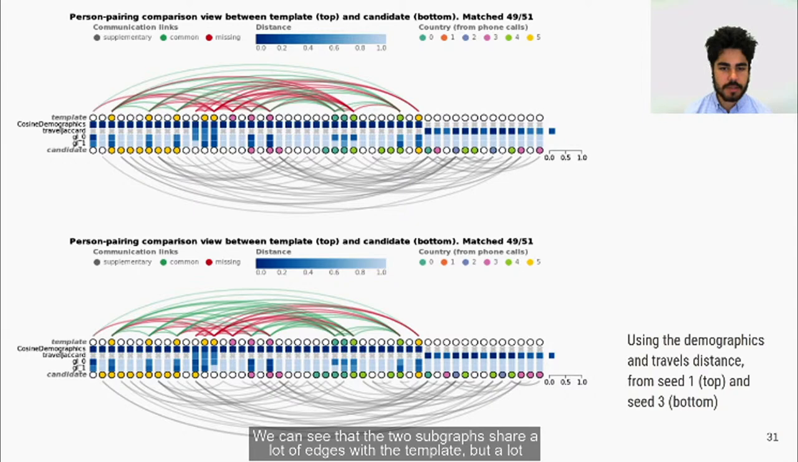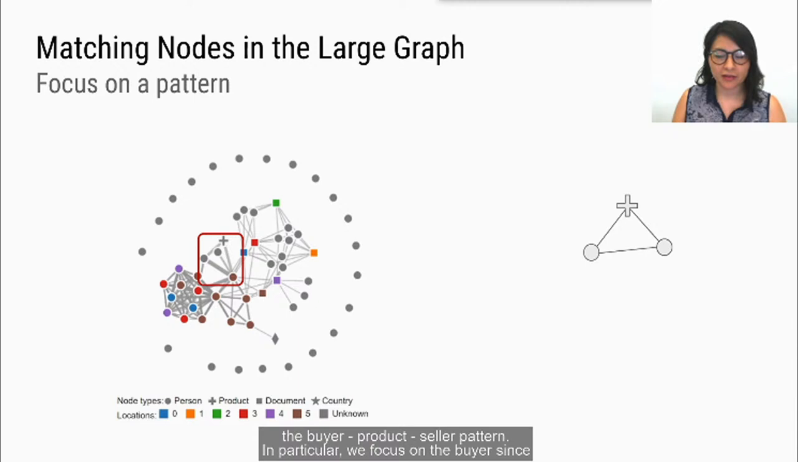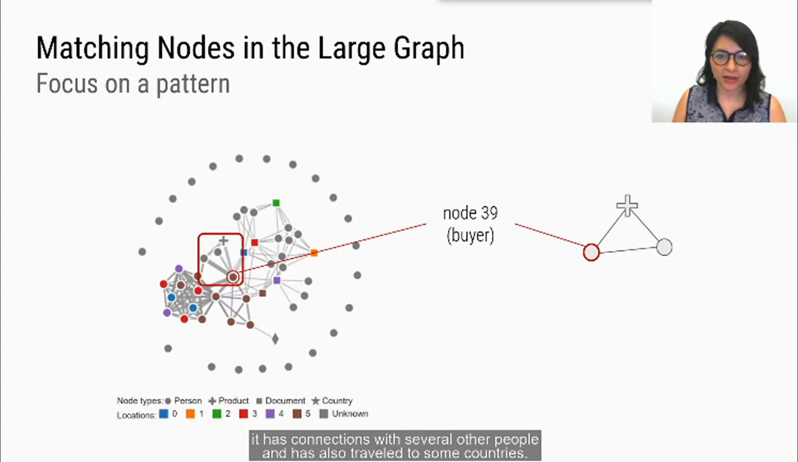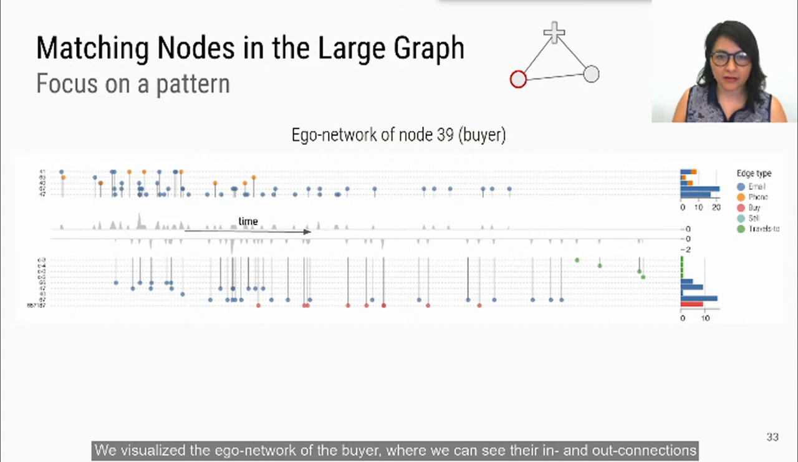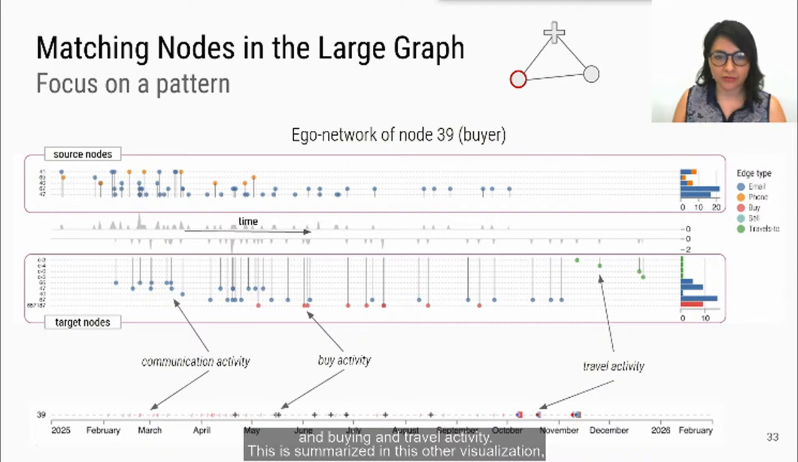To have a starting point for matching nodes in the large graph, we decided to focus on the buyer-product-seller pattern. In particular, we focus on the buyer, since it had connections with several other people and has also traveled to some countries. We visualize the ego network of the buyer, where we can see their in and out connections through time. We can see their communication exchanges and buying and travel activity. This is summarized in this other visualization, where we use different glyphs for each edge type. We counted 9 transactions for this person.